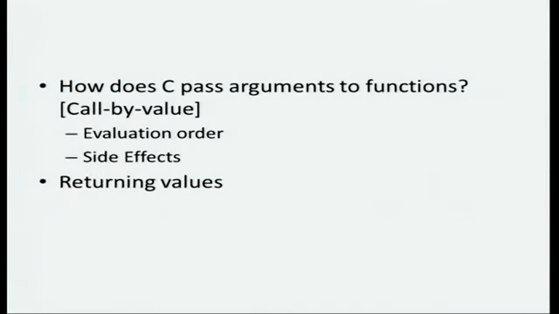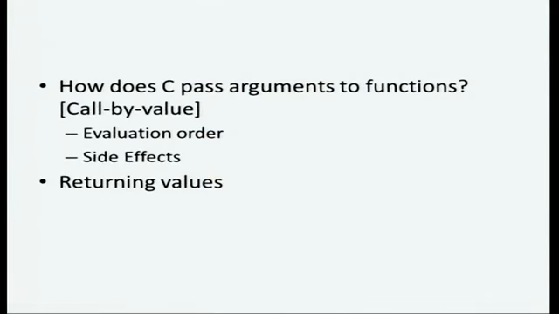In this lecture, we will discuss a few technical details about how C executes its functions. In particular, we will see how C passes arguments to its functions and also how it returns values. When passing arguments, we will talk about issues like evaluation order, in what order arguments are evaluated if there are multiple arguments, and we will discuss what are known as side effects.